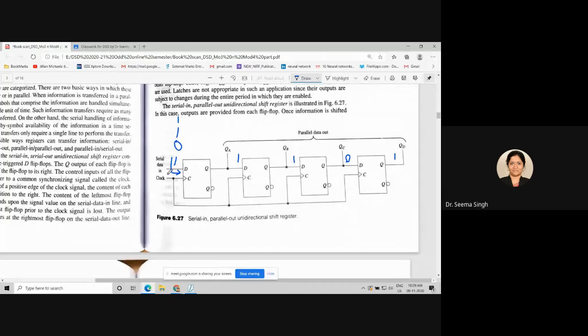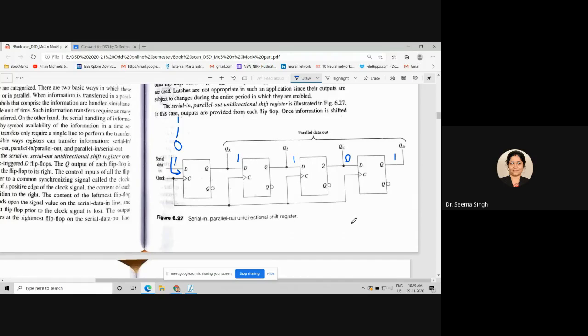So this is called serial in, parallel out, using 4 D flip-flops. And you can see all are governed by the same clock cycle. So this becomes serial in, parallel out.